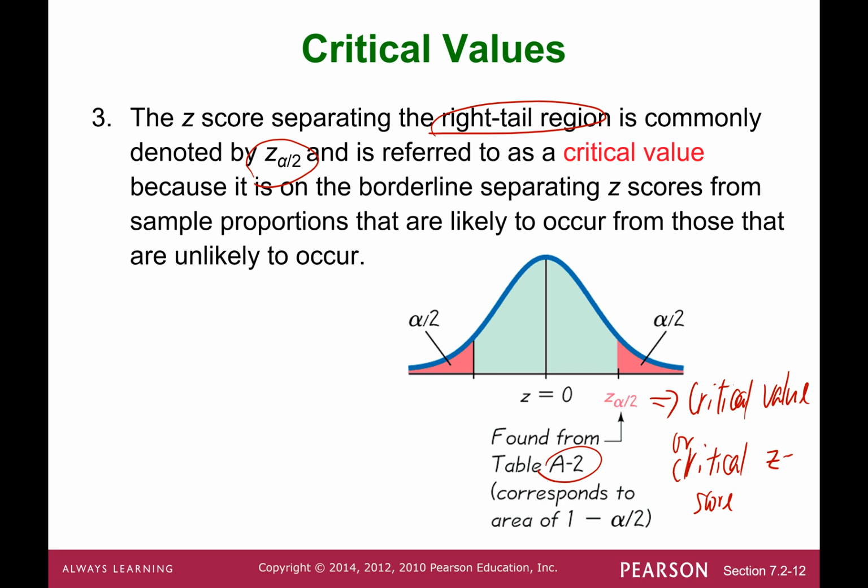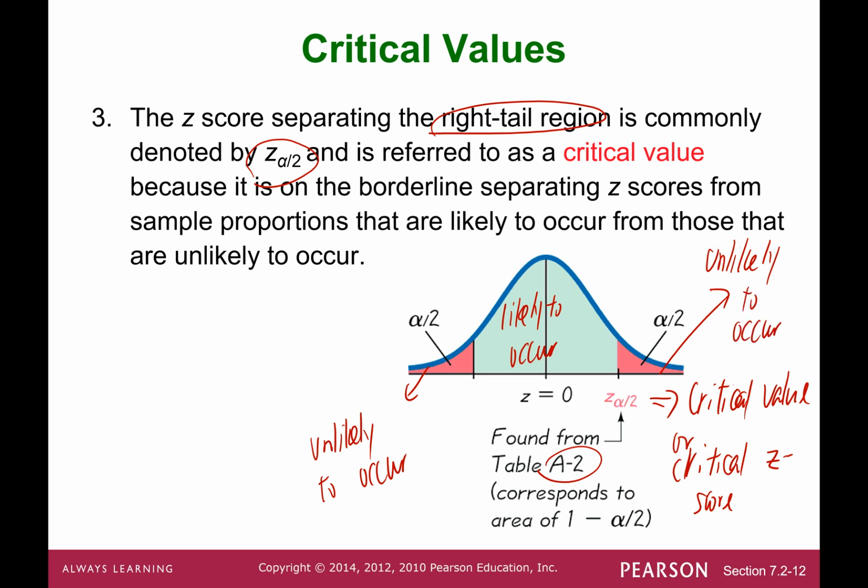So this middle region is likely to occur. On the left tail, that's unlikely to occur. The events there are unlikely to occur. On the right tail, similarly, it's unlikely to occur. So the critical z-score is used to separate usual events from unusual events. Unusual events are unlikely to occur.